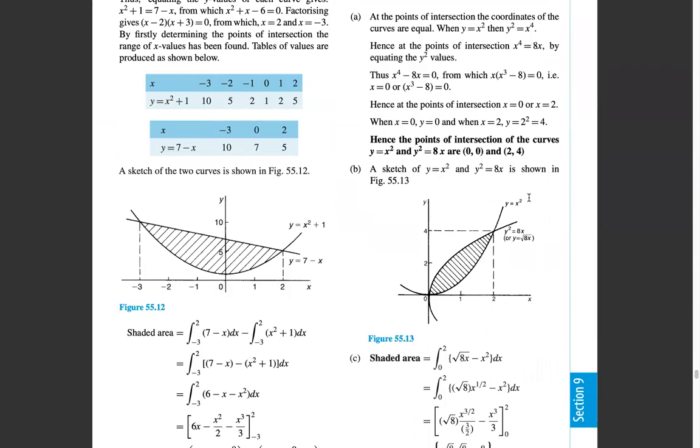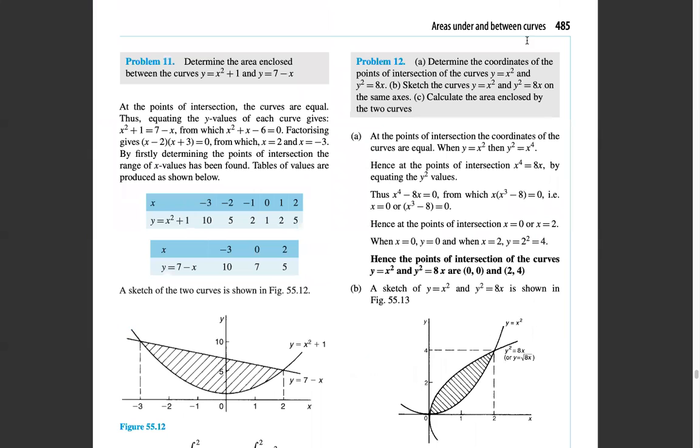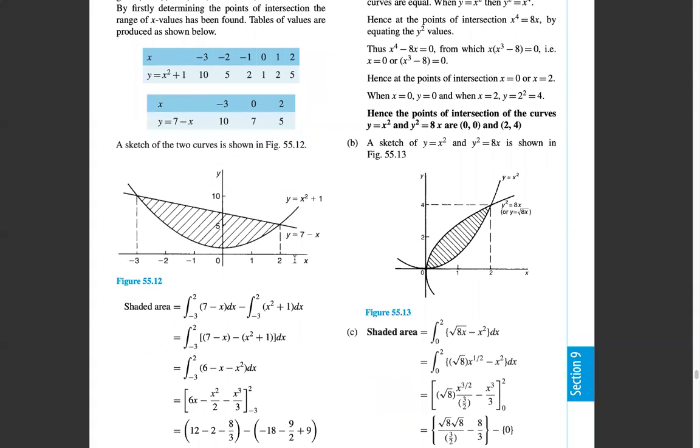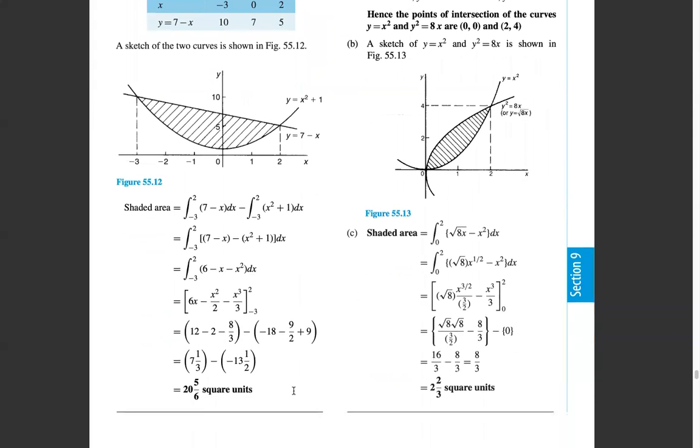And I have an example here, on page 485, problem 11. Find the area enclosed between a curve and this straight line. They found where the two curves intersect, and they know it is minus 3 and 2. So the integral goes from minus 3 to 2. The top curve, which is the straight line, has a bigger area, minus the bottom curve underneath, which has a smaller area. Top minus bottom. I just do the integration, substitution, and finish.